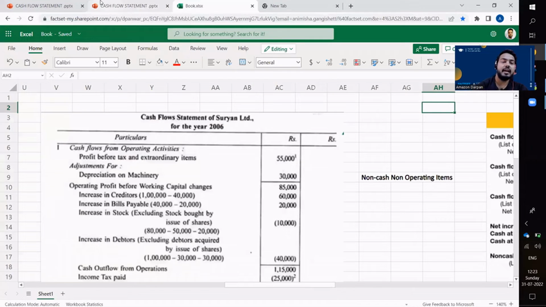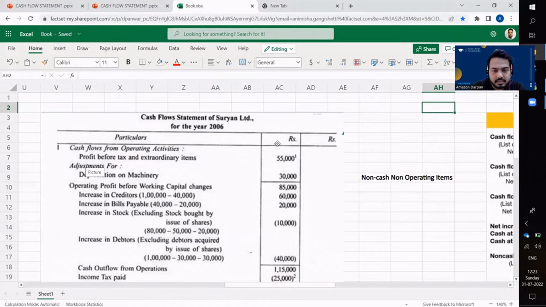I hope you are at least versed, if not well versed, then at least have a general understanding about what ledger accounts are and how they operate. If not, we'll have to learn that as well, because we cannot completely cover the entire thing, because that's the base of accounts, right? So first we'll try to see through here, like profit before tax and extraordinary items.